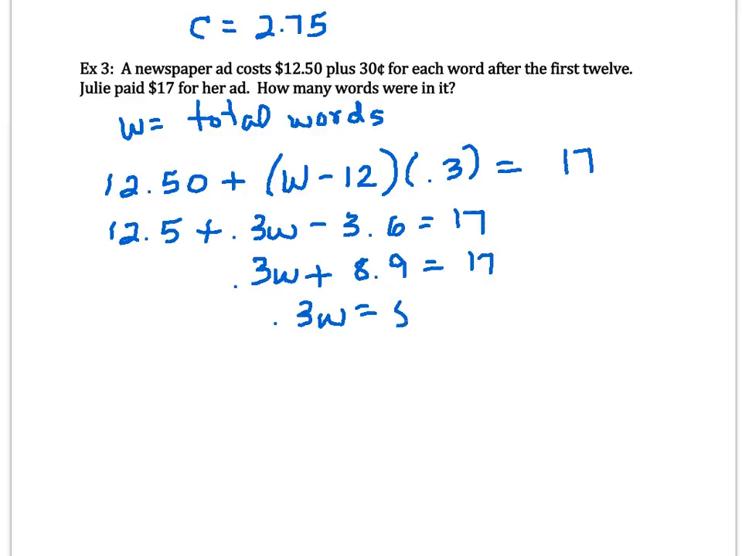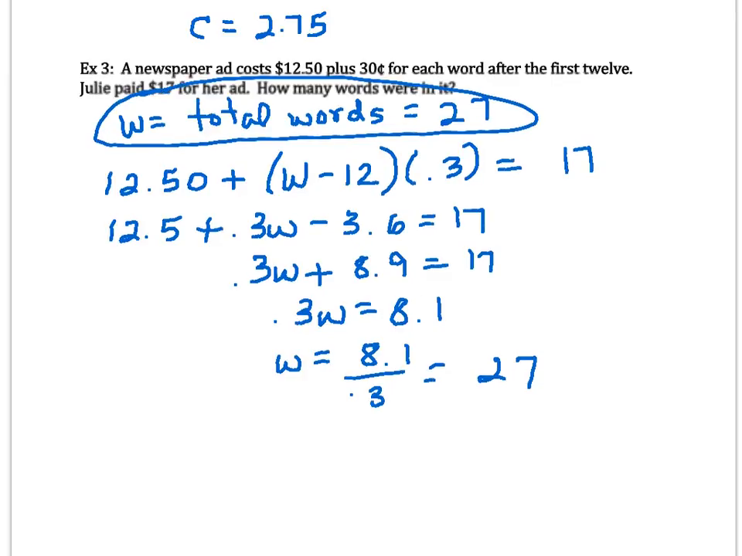And that gives me 8.1. And I'm going to divide both sides by 0.3. And what this gives me is 27. Now let's make sure that we answer the question. It said how many words were in it. It wants to know total words, and that's what we're looking for. So W equals 27. And I'm going to circle this so that we can find our answer.